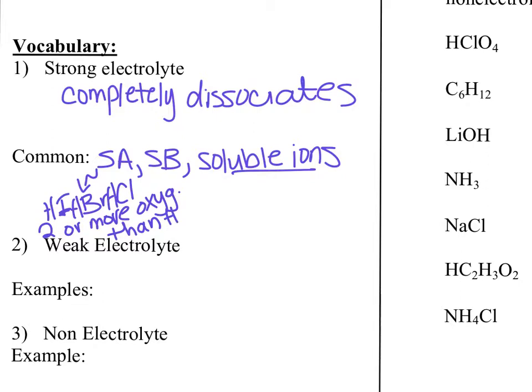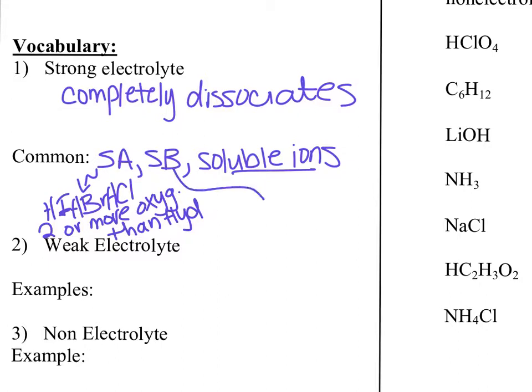Is HF not a strong acid? No. Because fluorine is so electronegative, it's going to be holding on really, really tight. It does not dissociate very nicely. It dissociates just a tiny bit. It'll be considered weak.